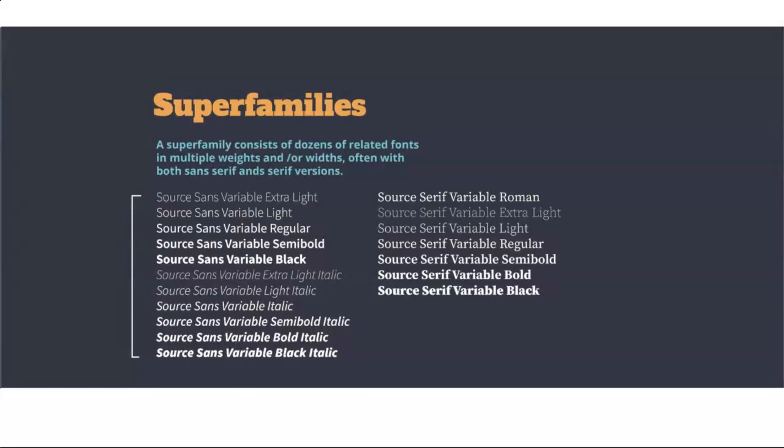So a superfamily consists of dozens of related fonts in multiple weights and widths, often with both sans and serif versions. So this Source Sans Variable is a superfamily in that it has extra light style, it has light, regular, semi-bold, black, then it has more of an italic version, and then it also has a serif version. So the superfamily consists of a serif and also a sans serif, right? So both serif and sans serifs built into one superfamily.